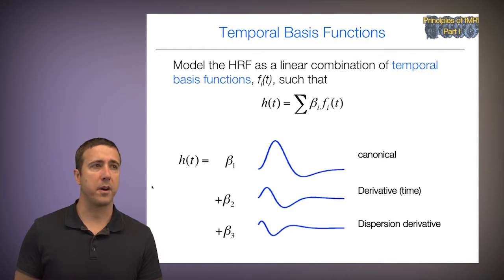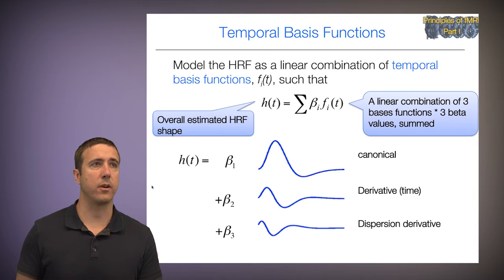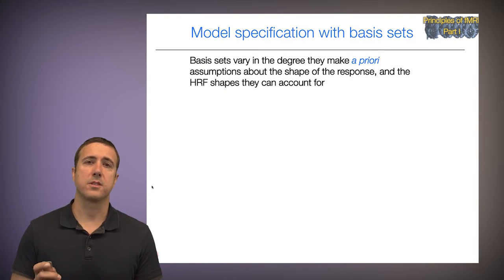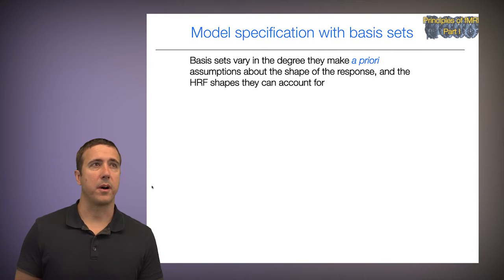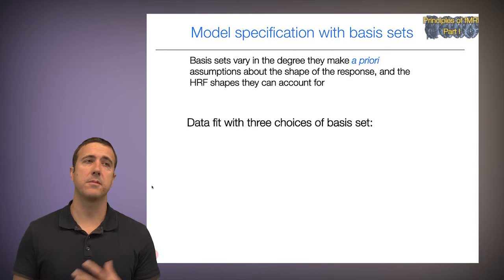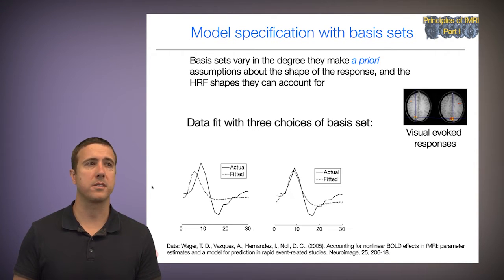So my overall response is a combination of each of those 3 functions times their respective beta hats, or activation parameter estimates. So that's the overall estimated HRF shape, and then the response is a linear combination of these 3 basis functions times 3 beta values summed together. So basis sets vary in the degree to which they make a priori assumptions about the shape of the response and the HRF shapes that they can thus model. So let's look at some data fit with 3 choices of basis set. And we'll look at our visual evoked response data again.